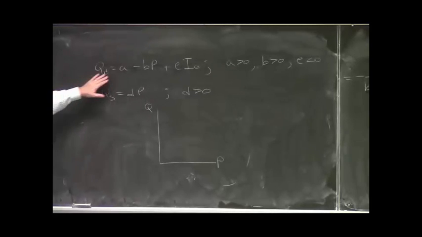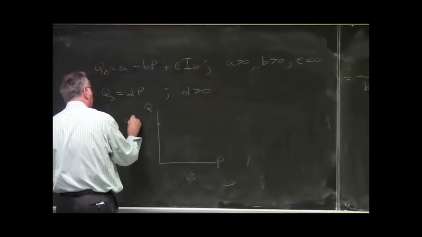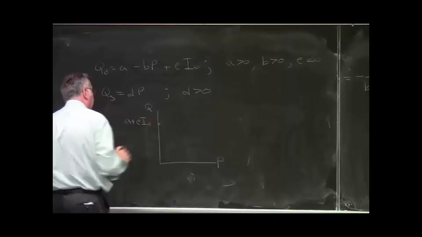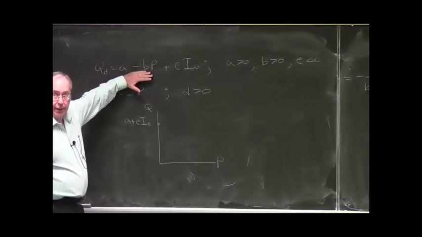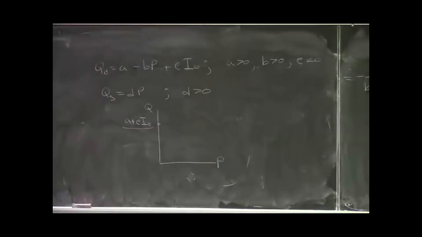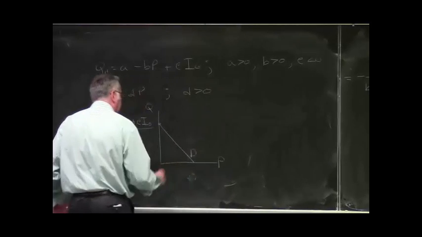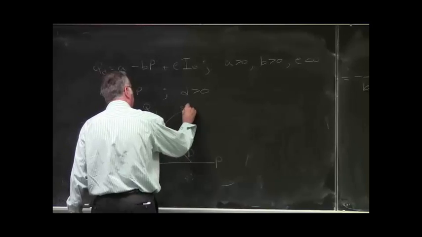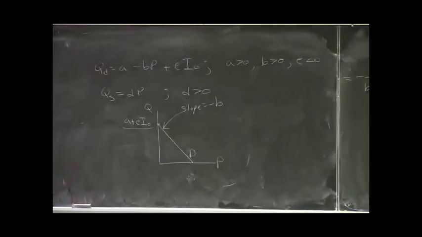Yeah, it's A plus EI. So A plus EI is the intercept. Now we are assuming that A plus EI, as I explained earlier, is greater than 0, so it's a positive intercept. Then the slope of the demand curve is just minus B. So it's the same as before, except the intercept is now A plus EI. And since B is positive, the slope is negative.